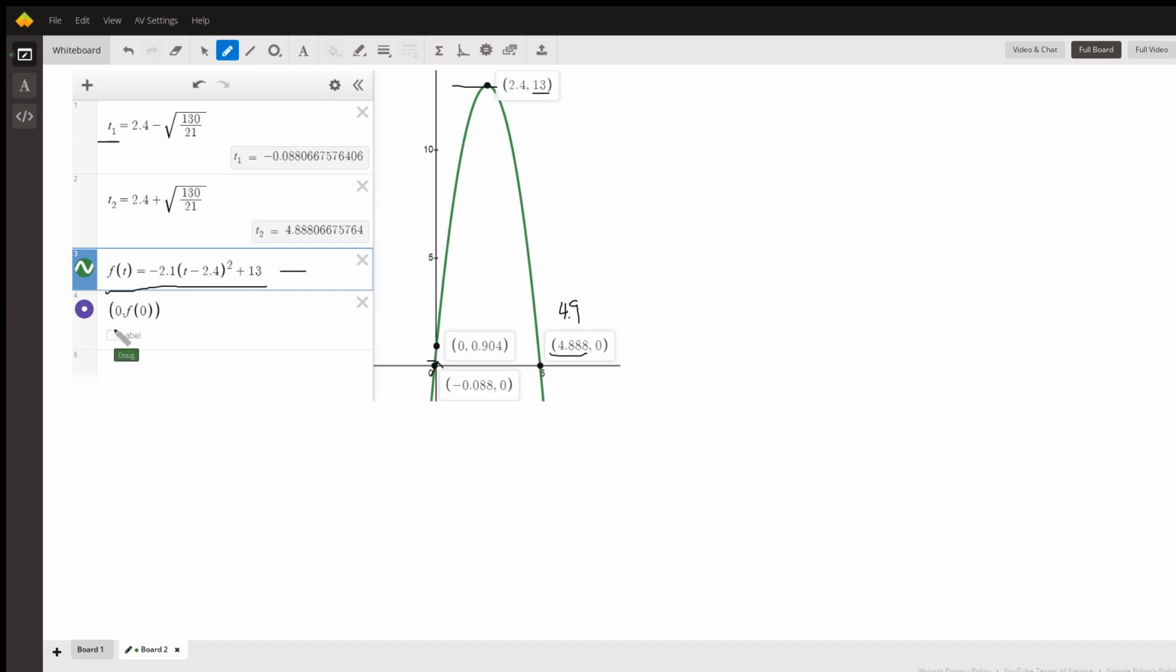Also, when t is 0, the height is 0.904 meters. This is in meters. So 9/10 of a meter is about where the baseball is when it's hit by the batter. And we know that a meter is a little bit longer than a yard, so it's a little more than 3 feet off the ground, probably, something like that, waist high.